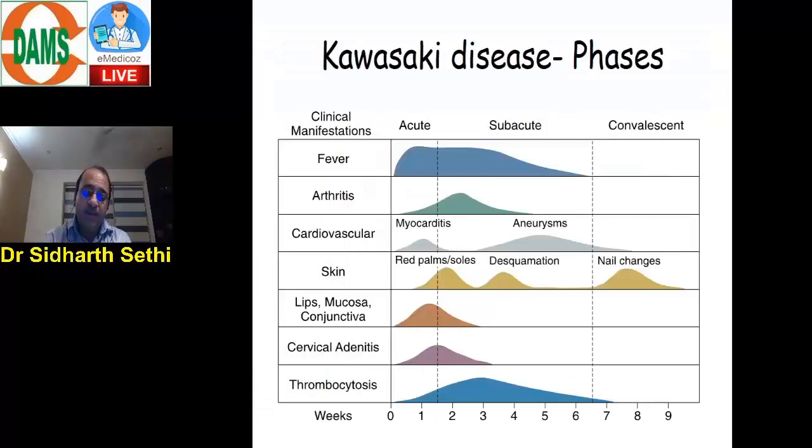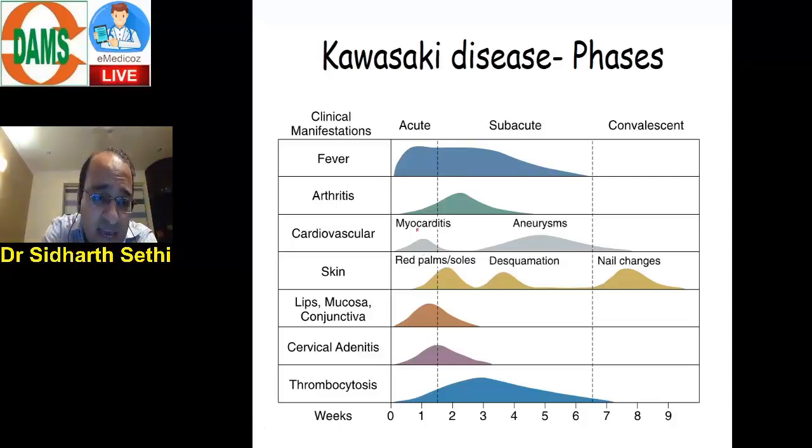Now, way back in 1967, Dr. Kawasaki made a diagram exactly like this. He had a pencil and he made all of these things. So this is just a reproduction of what Dr. Kawasaki taught in 1967, almost 50 years back. And all of you know Dr. Kawasaki expired in June this year. So he showed that in the acute phase of Kawasaki disease, a child can have fever, arthritis.